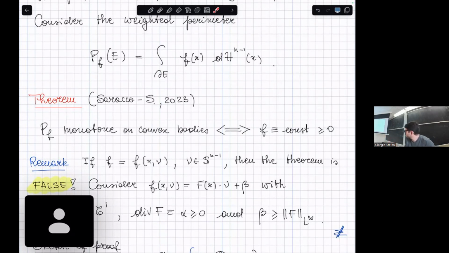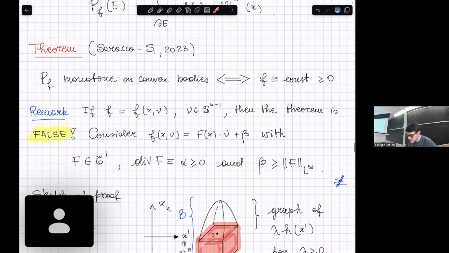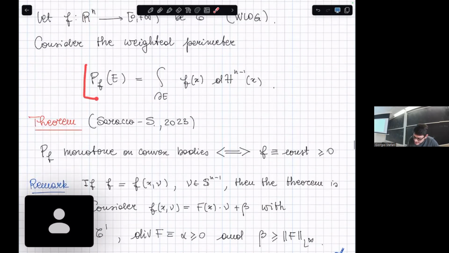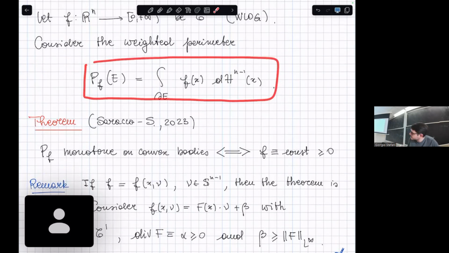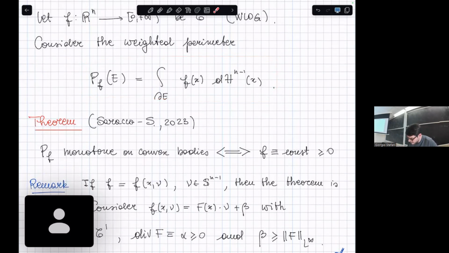This is essentially the intuitive idea, but with Giorgio Saracco, actually, we were not able to do that for a long time, because it requires a little bit of tricky things. But the point is that this is a rigidity result, meaning that this perimeter here is monotone if and only if the function is constant, possibly zero.